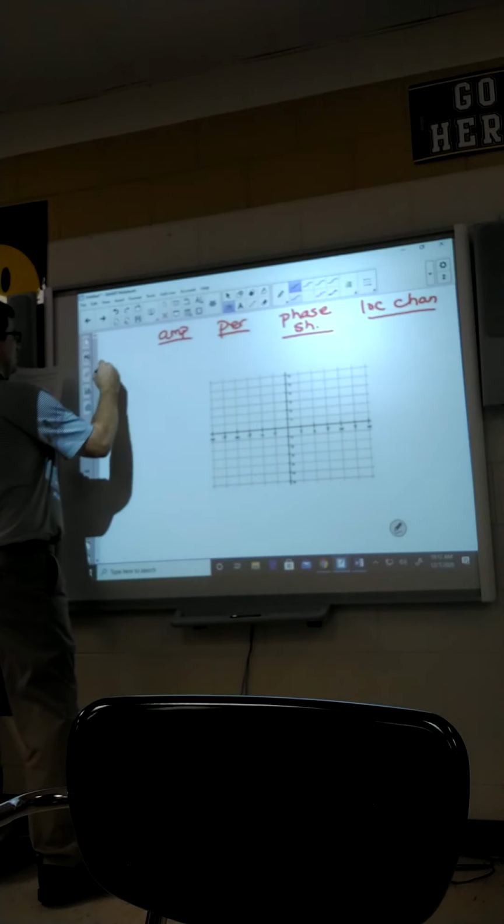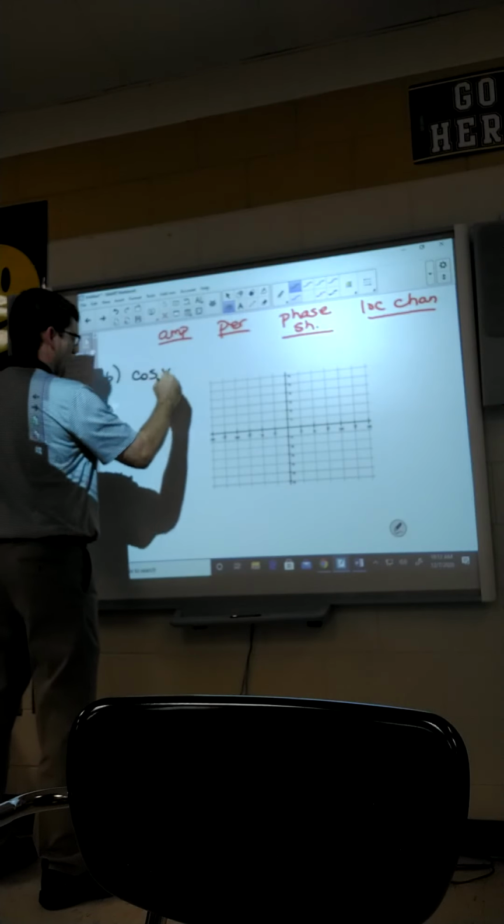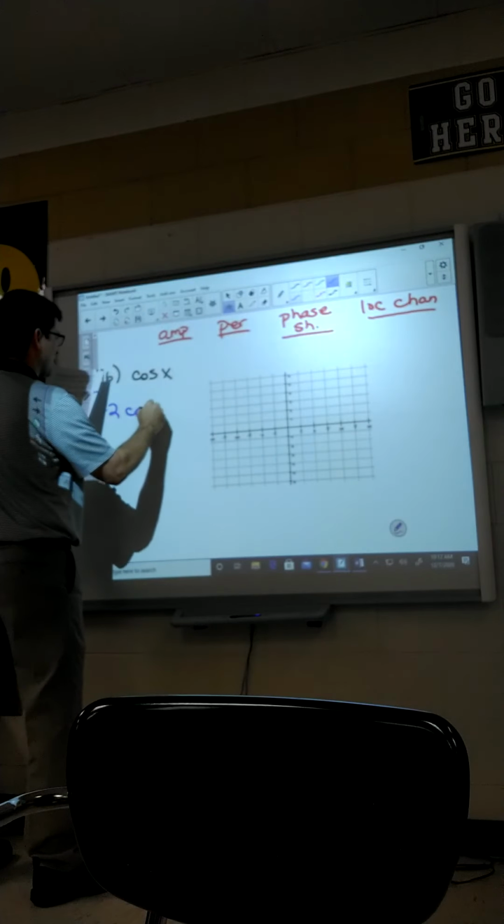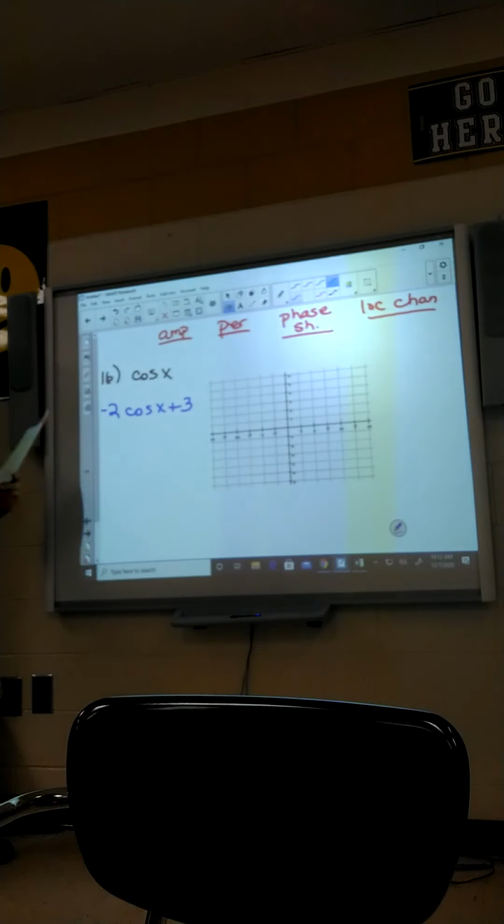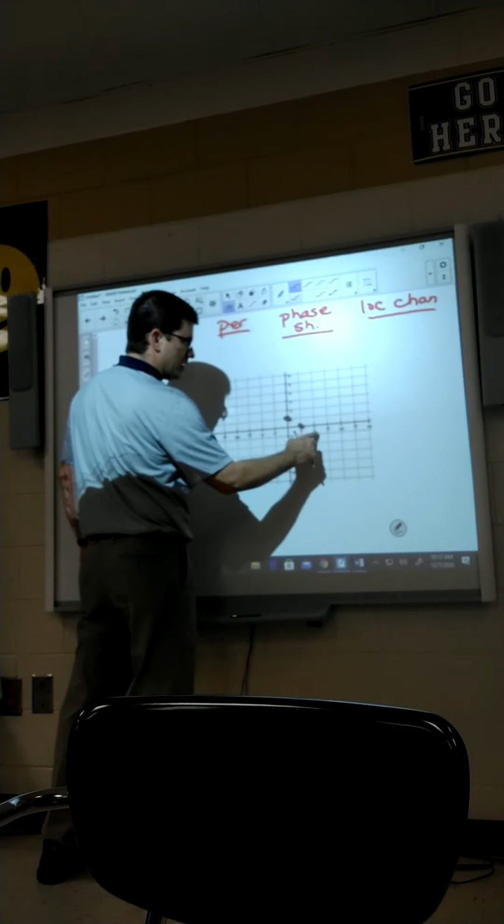All right, 16. The base graph is going to be cosine x. And then they want us to graph -2 cosine x plus 3. All right, here we go. Jacob and Christian, the base graph for cosine starts at 1.